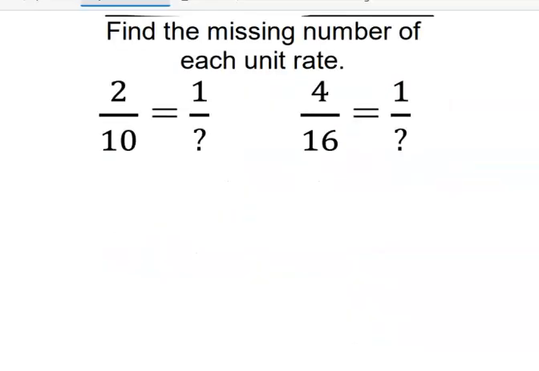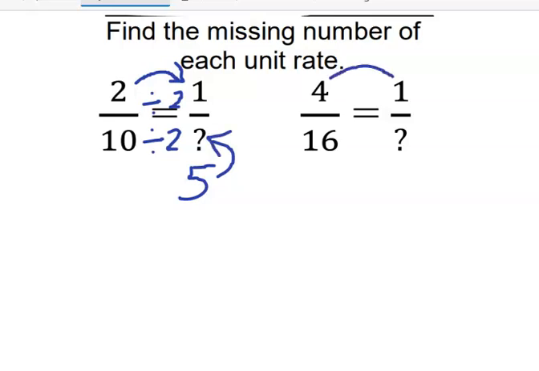So find the missing number of each unit rate. Oh, that's cool. All right, so we need to get from 2 down to 1. Well, what are we going to divide by to get from 2 down to 1? Whatever the number is, divide it by itself. So it's going to be divided by 2 to get down to 1. So you're also going to divide this by 2. 10 divided by 2 is 5. Okay, so 5 goes right there.